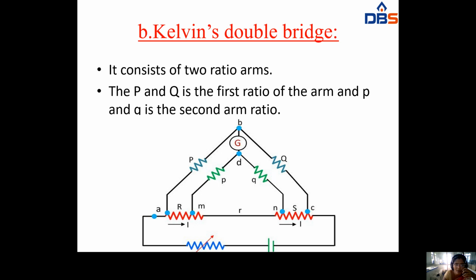So here Kelvin's double bridge also consists of 2 ratio arms. See, this has extra 2 arms. The ratio arms are nothing but small p and small q. That's why this is called Kelvin's double bridge. So the capital P and Q are called the first ratio arm, and small p and small q are the second ratio arm.